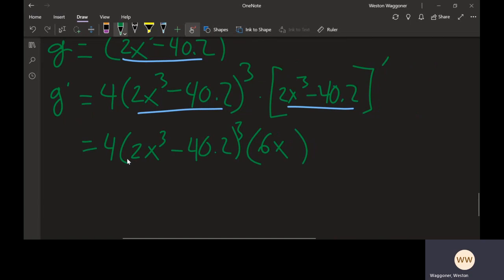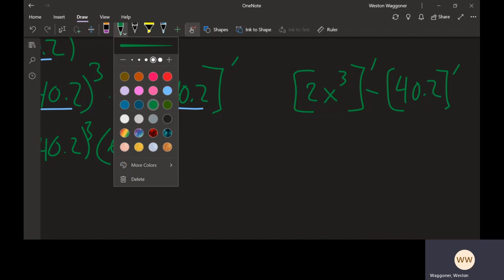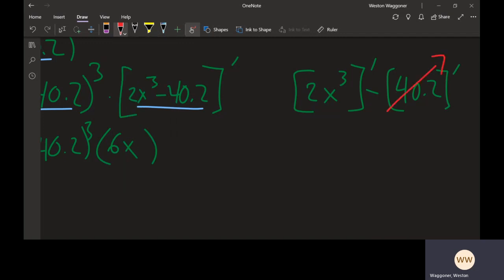Hopefully we can see that. So kind of off to the side, what happened is that I distribute 2x to the third minus that 40.2. We're taking the derivative of both of this. So what really happened was that this went away.